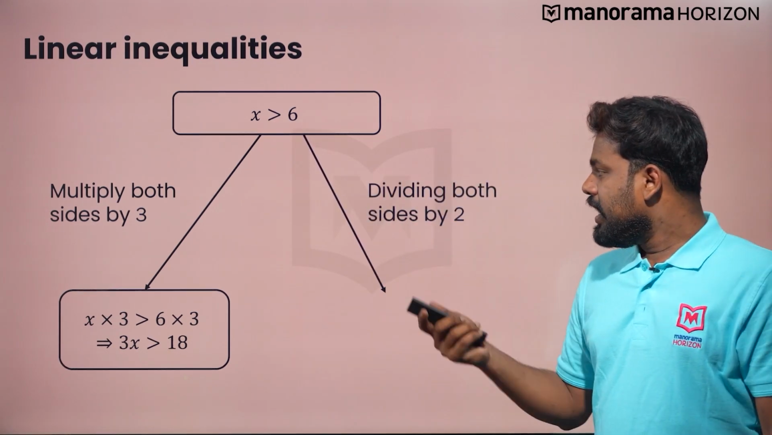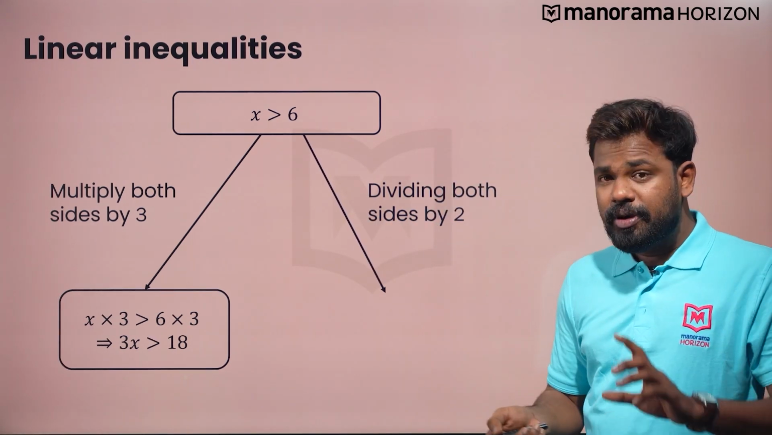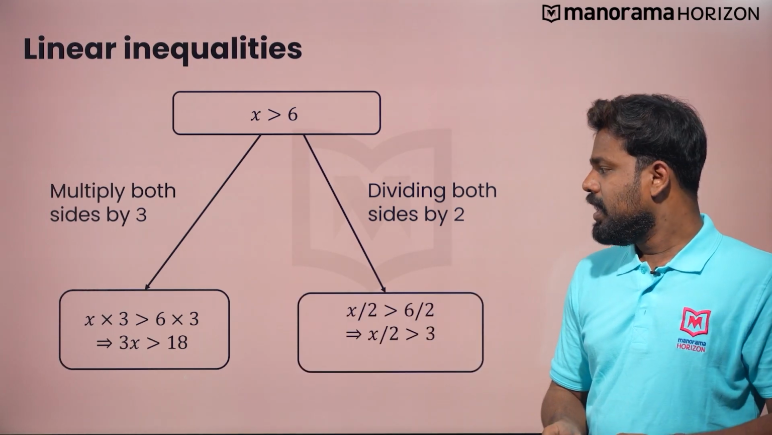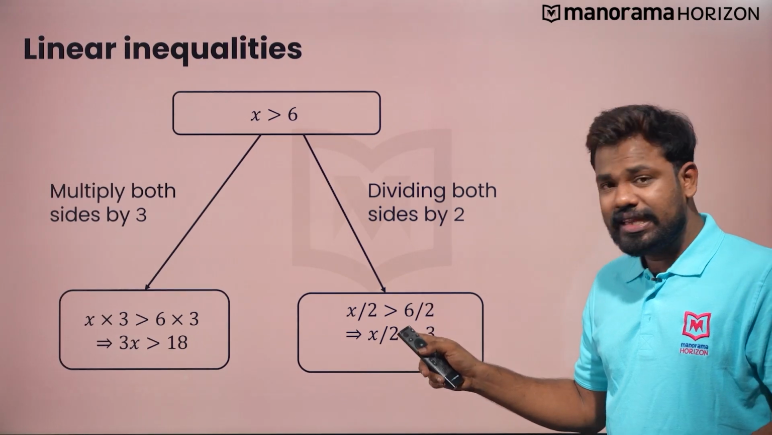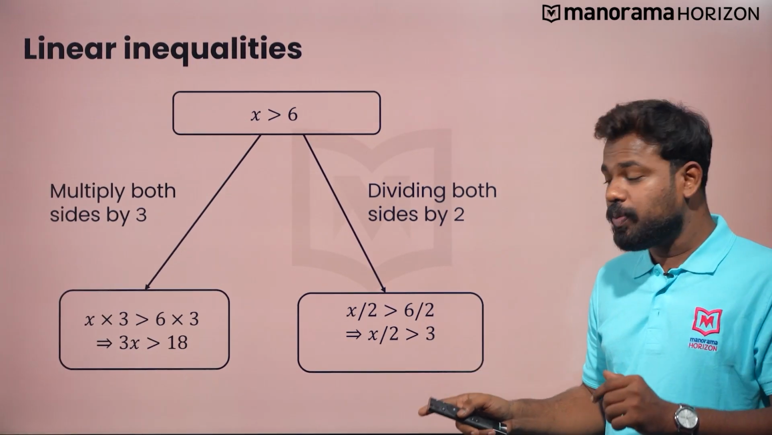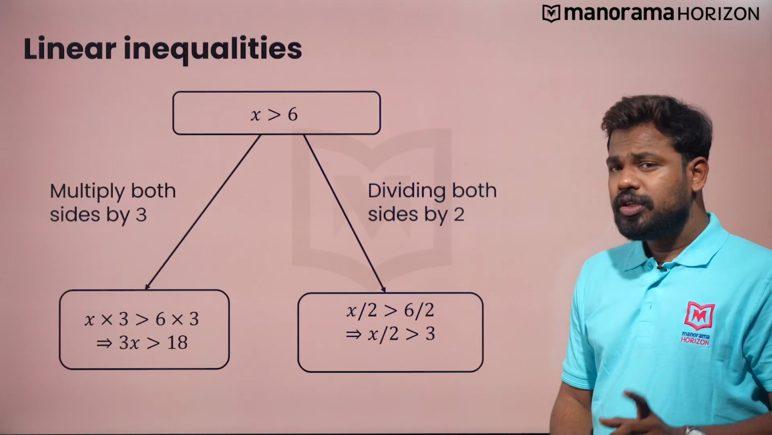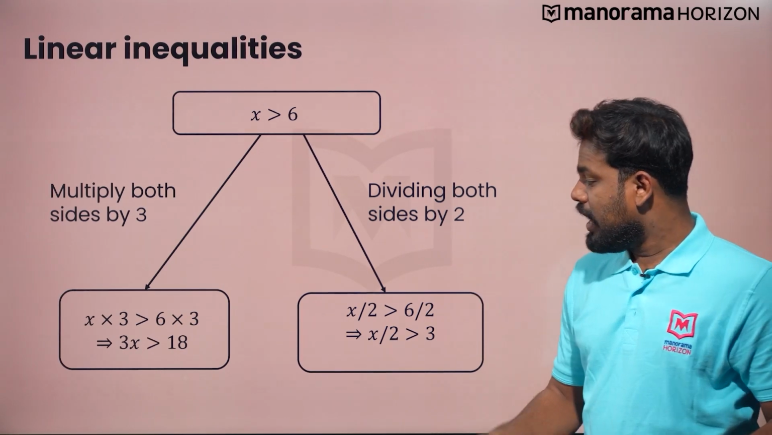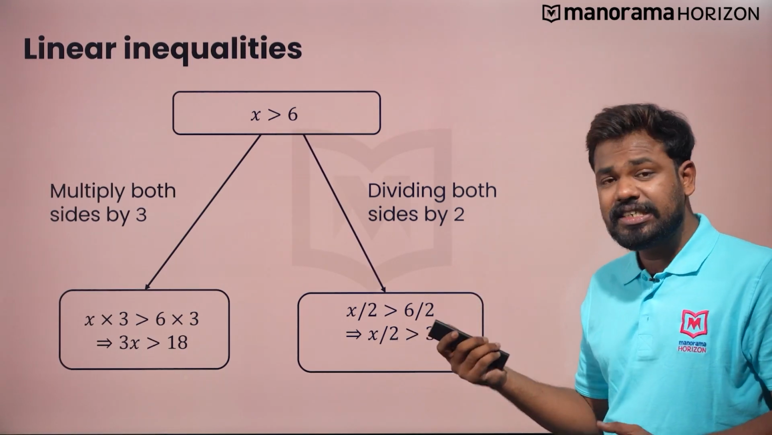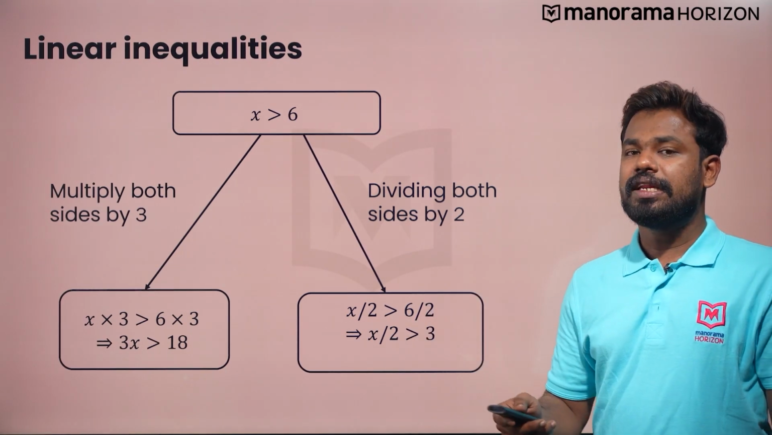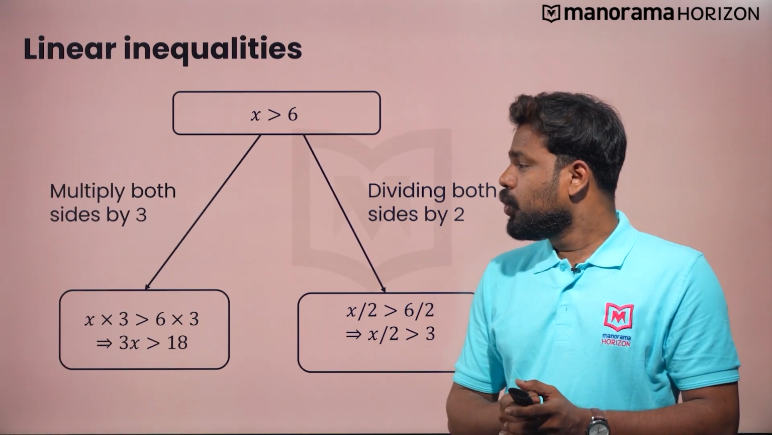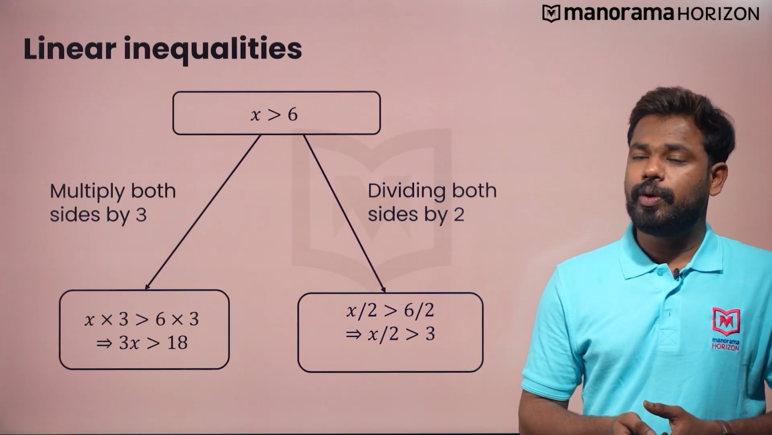And if I divide both sides by 2, again I'm dividing by what? A positive number. I'll be getting x by 2 greater than 6 by 2, which is nothing but x by 2 greater than 3. So these are the next two rules while solving a linear inequation.